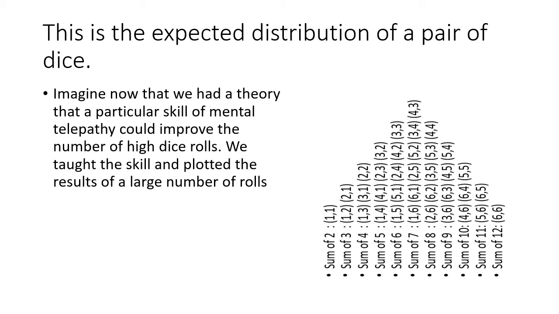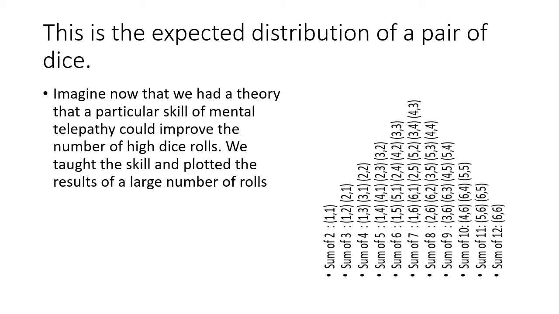So this is the expected distribution, the sampling distribution, if everything is normal. If we have a distribution that's not expected to be different in any way, the dice are normal, there's nothing that's expected to be different. If the dice are loaded, we might expect different results. Or if we think we can teach someone to roll in a certain way, we might expect different results.